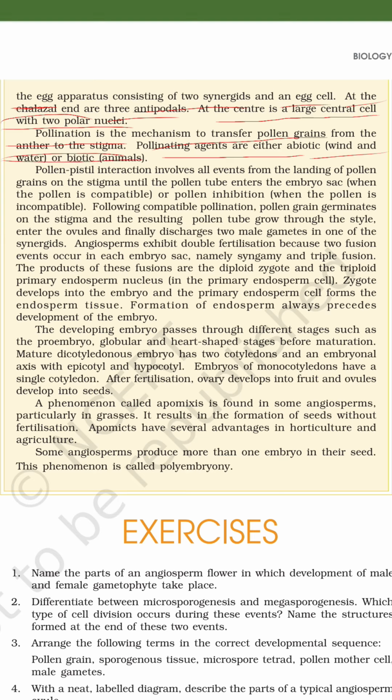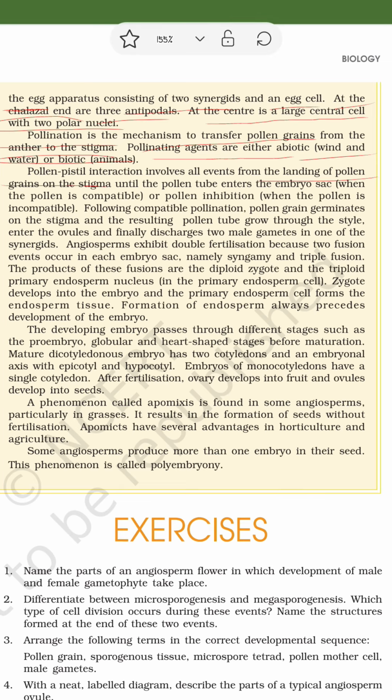Pollen-pistil interaction involves all events from the landing of pollen grains on the stigma until the pollen tube enters the embryo sac. When the pollen is compatible, pollination proceeds, and there is pollen inhibition when the pollen is incompatible.